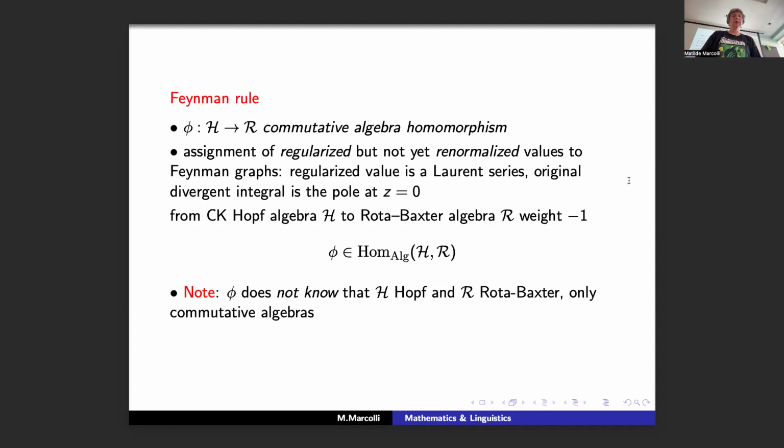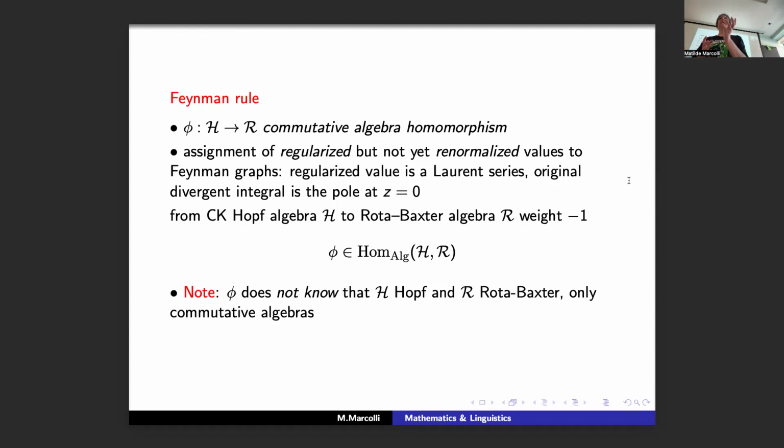Okay, so then what is the regularization? So a regularized Feynman rule, right? In more general, abstract terms, a regularized Feynman rule is just a morphism of commutative algebras from the Hopf algebra of Feynman graphs to some commutative associative algebra, R. So what this is saying is very little.